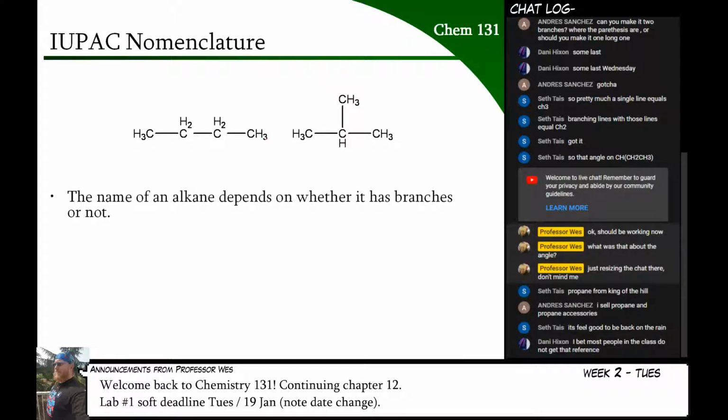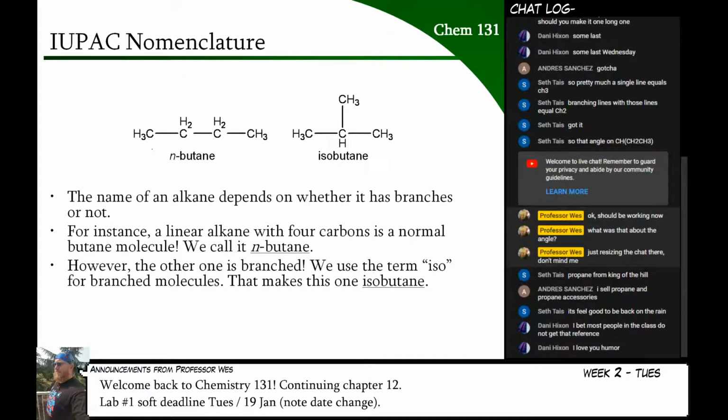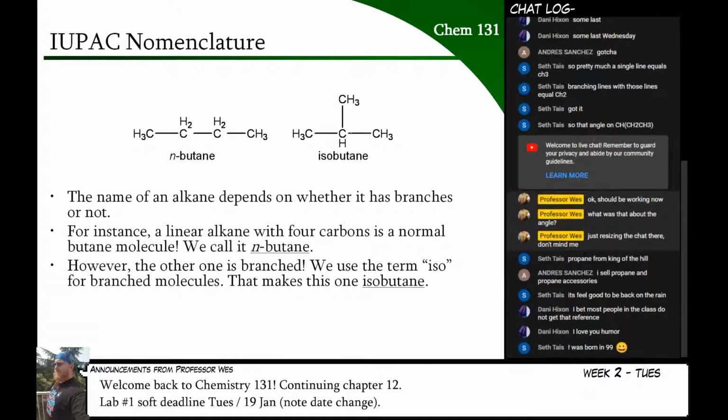We're going to name these molecules based on the longest chain. So, first I'm going to put up these names on the board here. And I'm going to put a note right here on this, that this is a common name.